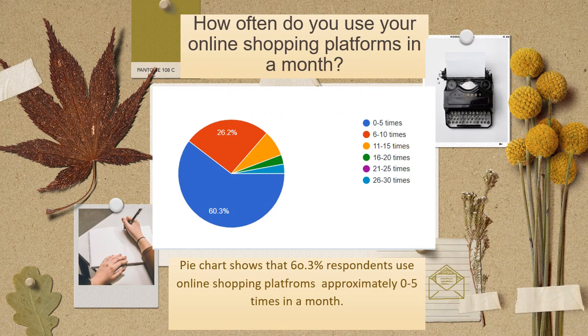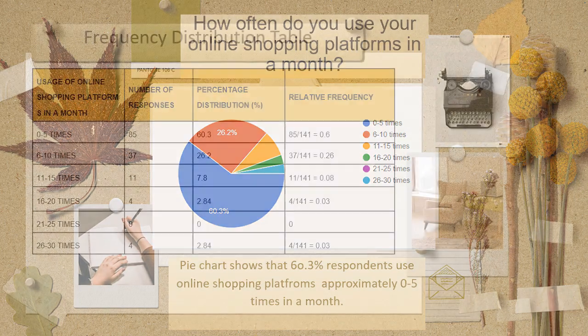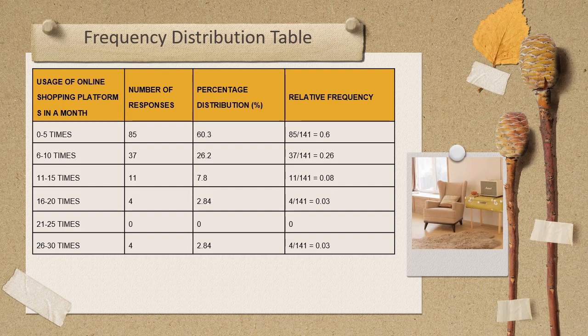The question is, how often do you use your online shopping platforms in a month? So, the pie chart above shows that 60.3% of respondents use online shopping platforms approximately 0 to 5 times in a month. So let's look into the frequency distribution table. So the usage of online shopping platforms in a month was given 6 options, which is 0 to 5 times, 6 to 10 times, 11 to 15 times, 16 to 20 times, 21 to 25 times, and 26 to 30 times.